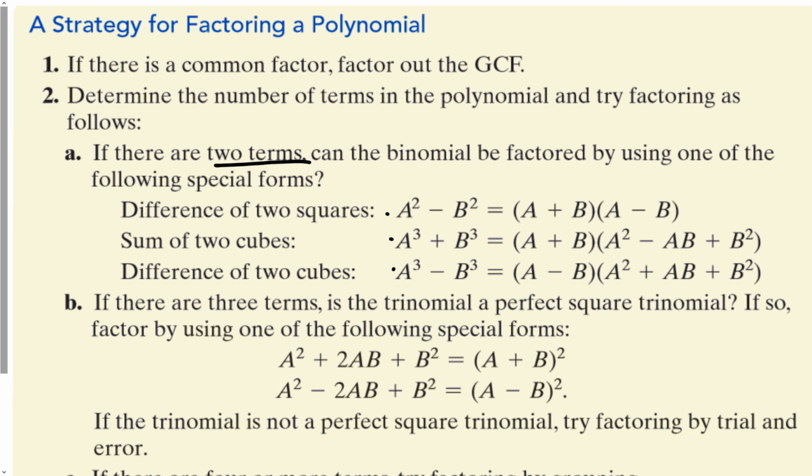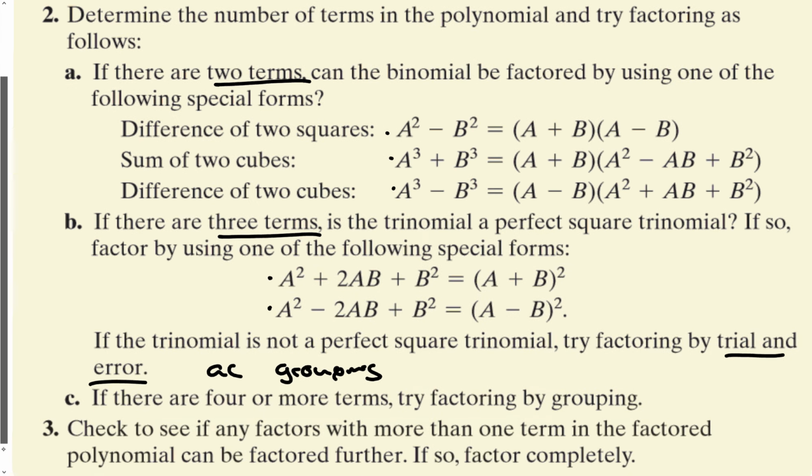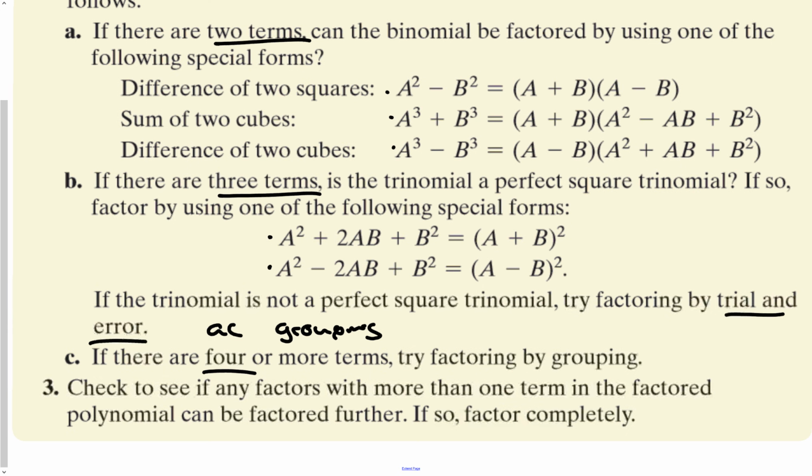Okay? Is there 3 terms? Then see if it is one of these 2. If it is not, then factor by trial and error, right? Or the AC grouping method. Okay? If it is 4 terms, factor by grouping. Okay? Those are my techniques for now.